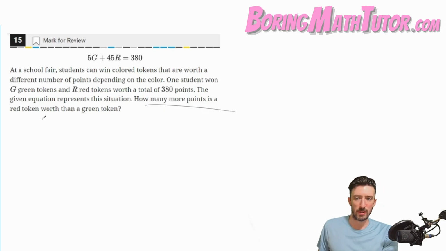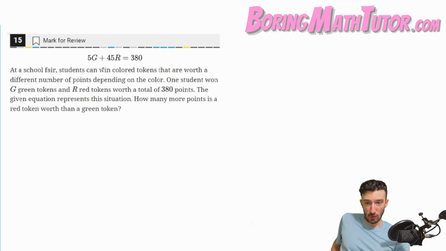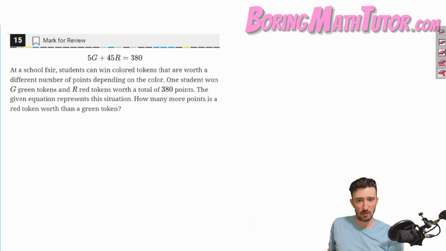How many more points is a red token worth than a green token? At a school fair, students can win colored tokens that are worth a different number of points depending on the color. One student won G green tokens and R red tokens, and it was worth a total of 380 points. A given equation represents a situation.